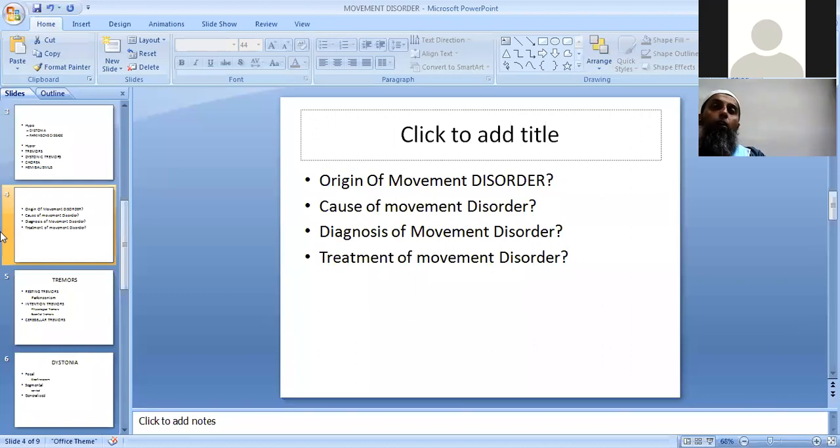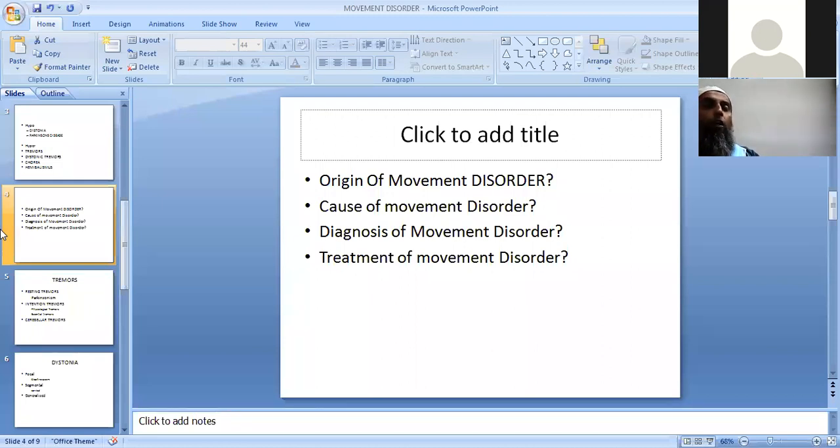Then how to diagnose a movement disorder? The diagnosis comes from clinical examination and history, depending upon what areas are involved and what sort of movement you can see, and then your clinical diagnosis will make up a diagnosis. You can confirm the diagnosis by doing certain tests like MRI brain, which will tell you whether there is some pathological structure or not.